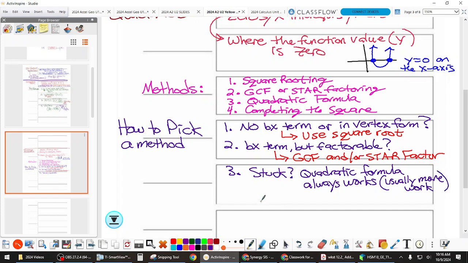Does anybody use the quadratic formula? A couple of you? The quadratic formula is nice because it's a formula, but there's a lot of places where things can go wrong if you're not super careful. So my suggestion would be to start with this, what we call an algorithm. Ask yourself, is there a bx term? Or are you in vertex form? If so, square root. It's quick and easy. If there is a bx term, you cannot use square rooting, so you've got to either GCF factor or use the quadratic formula. Okay? Try to build your factoring skills so that you can do number 2.